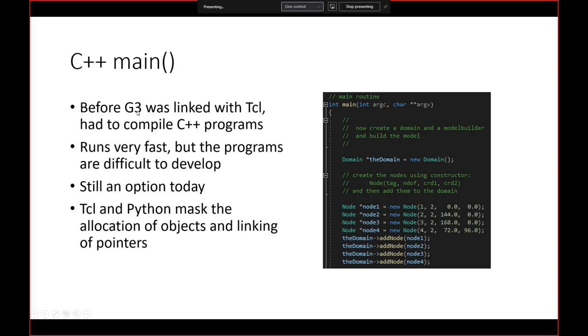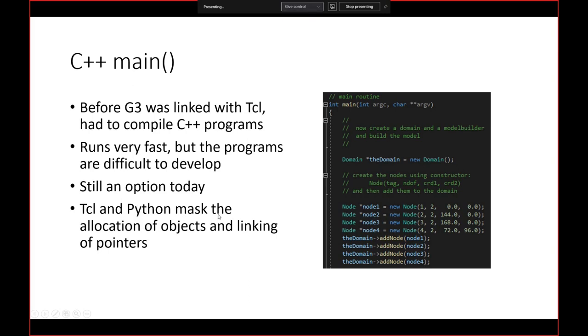Before G3, OpenSees was linked with Tcl. We compiled C++ programs. I didn't do a lot of that, but this is what Frank did with his dissertation. It was writing main functions. These programs run very fast, of course, but they're difficult to develop and maintain. And you can still build your own main functions.